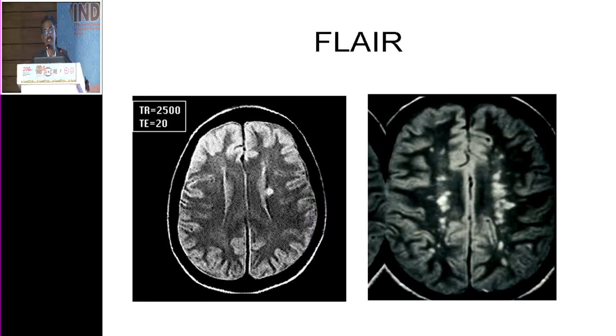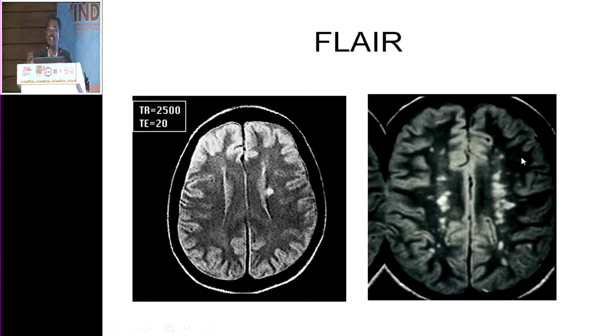So you may ask, now you have suppressed all the fluid, it is appearing dark. How do you differentiate a T1 and a T2 in this? That's a very valid question, because in T1 also the fluid is dark, and in T2 we have suppressed it here, the fluid is dark. How do we know this is T2?